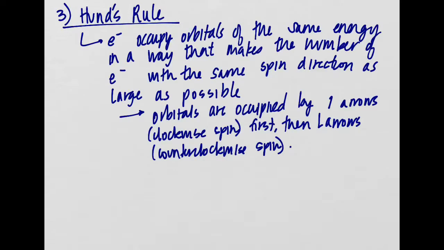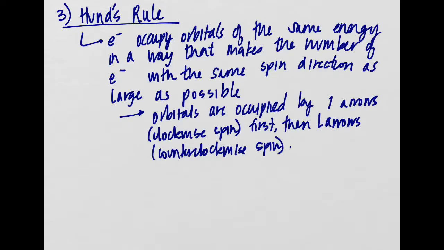Now our final rule is Hund's rule. Hund's rule states that electrons occupy orbitals of the same energy in a way that makes the number of electrons with the same spin direction as large as possible. Another easier way of saying this is that orbitals are occupied with electrons with an upward arrow or a clockwise spin first, and then with a downward arrow or a counterclockwise spin second. So let me write that. All right, there's everything I just said.